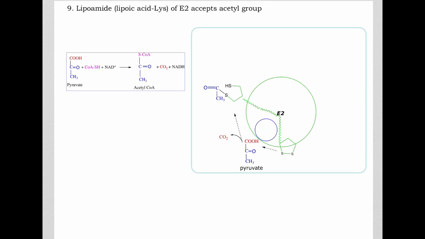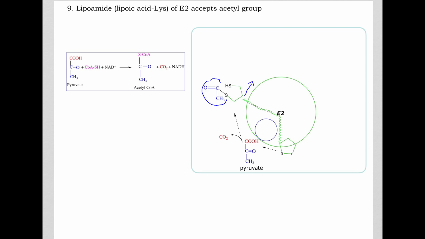So once the carboxyl group comes off as carbon dioxide, what we have now is the acetyl. In the second step, the lipoamide, you can see here the disulfide part of the ring of lipoamide connected to E2, reacts with this acetyl, and basically the acetyl group is combined to the lipoamide. So at this stage, the acetyl group is now attached to the lipoamide swinging arm.